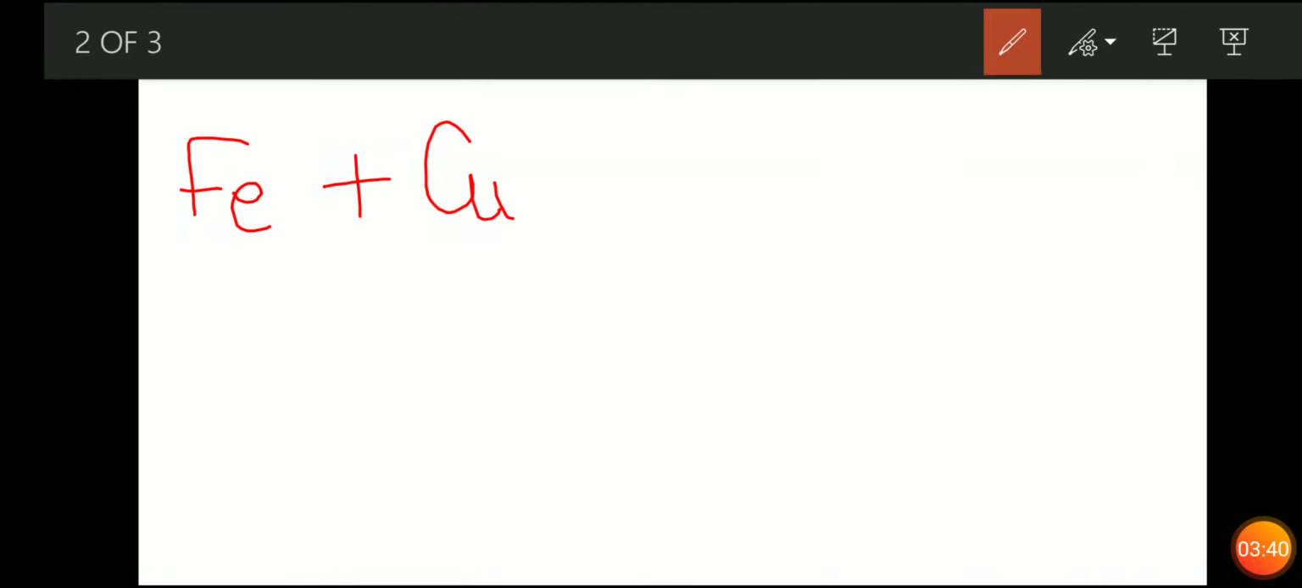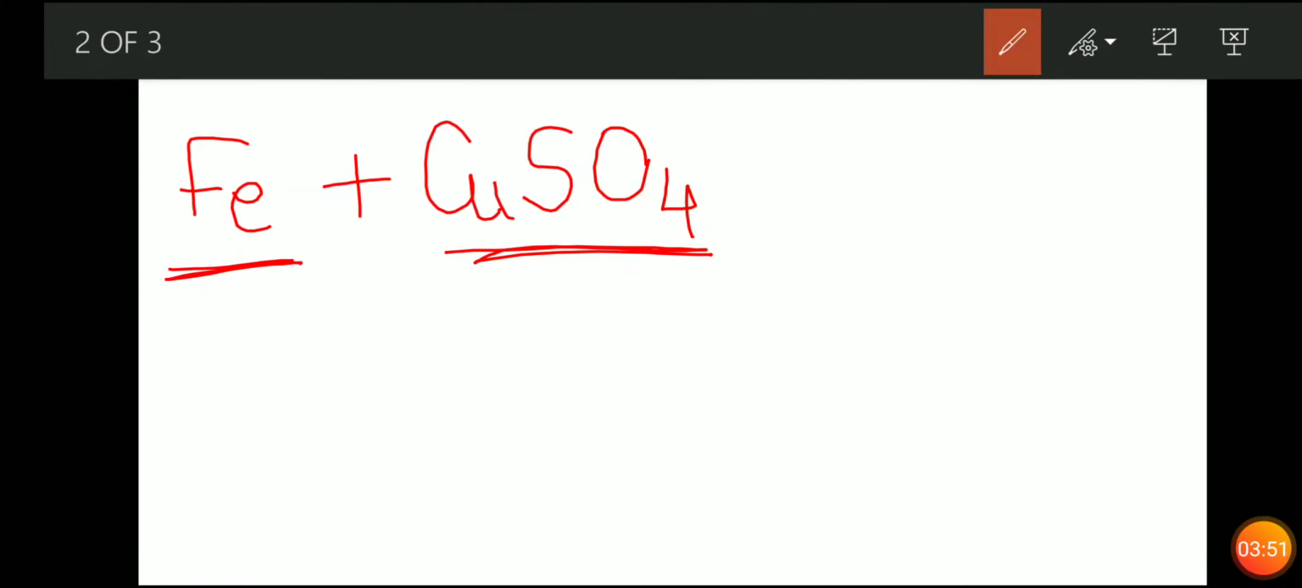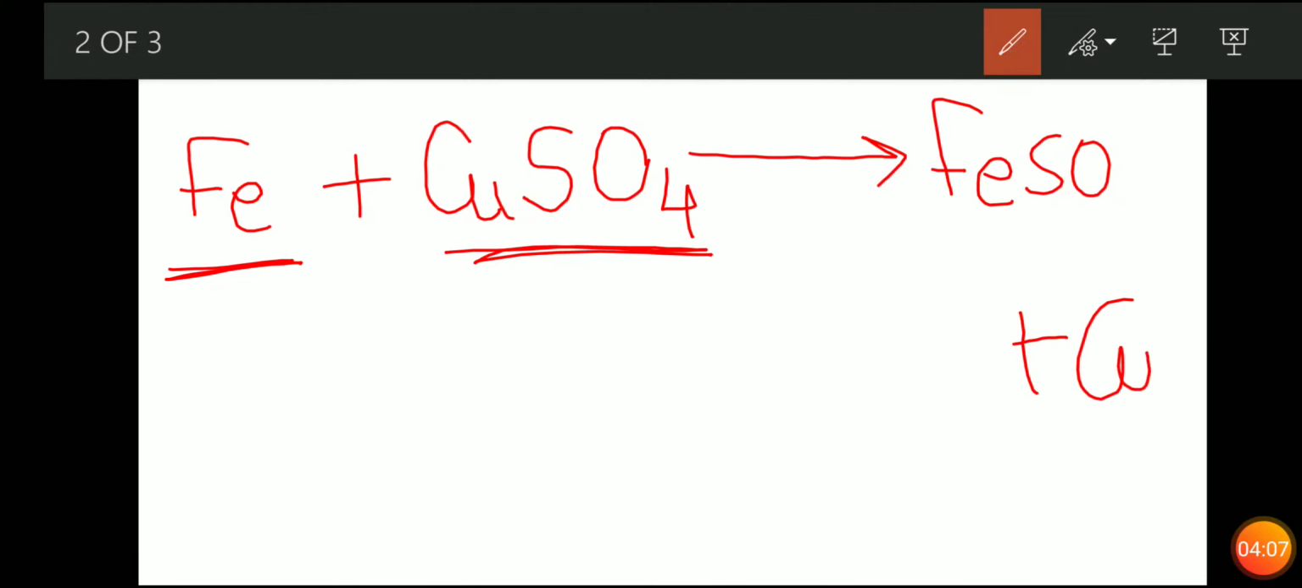Now how will you do that? You just write the symbol of iron, Fe, plus copper sulfate, which is written as CuSO4, with the 4 at the base of the O. So this is known as copper sulfate, and this is known as iron. It will undergo a change, and this change is known as chemical change. Now what it forms is FeSO4 plus copper. This is a chemical reaction.